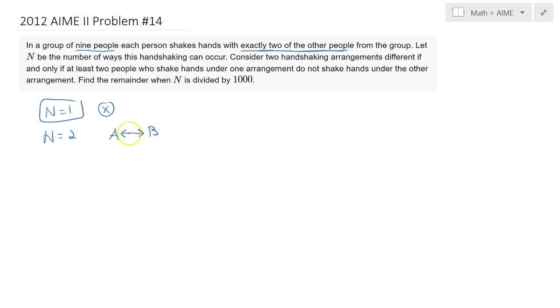Oh, this is like a riddle, but that's it. So A is not shaking hands with others. A is supposed to shake hands with 2 people, he's only shaking hands with 1. The same thing with B. That case also won't work.